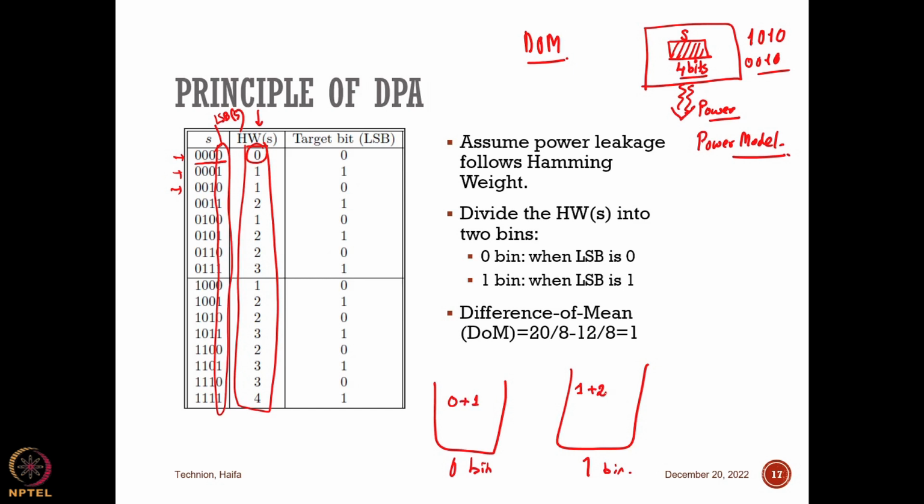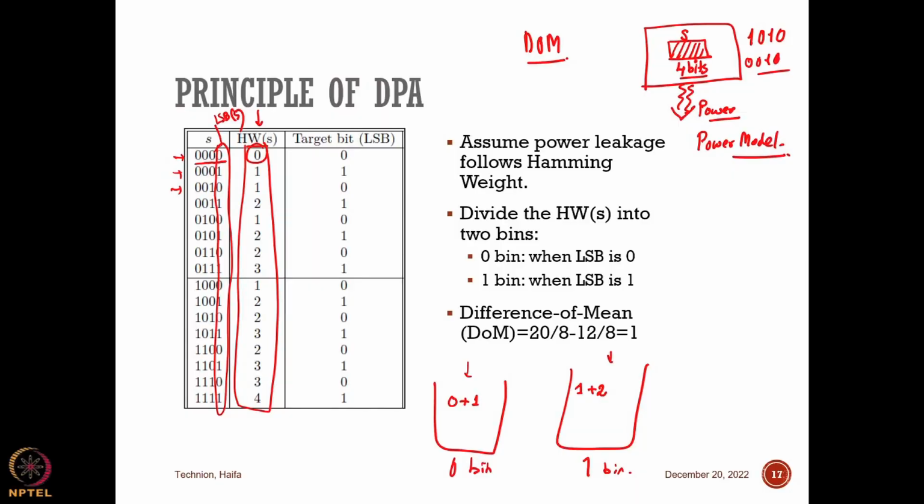So half of them will go to the 0 bin and half of them will go to the 1 bin. This is understood? Because the first one is 0, then 1, then 0, then 1 and so on. Right? Is this splitting understood to all of you?